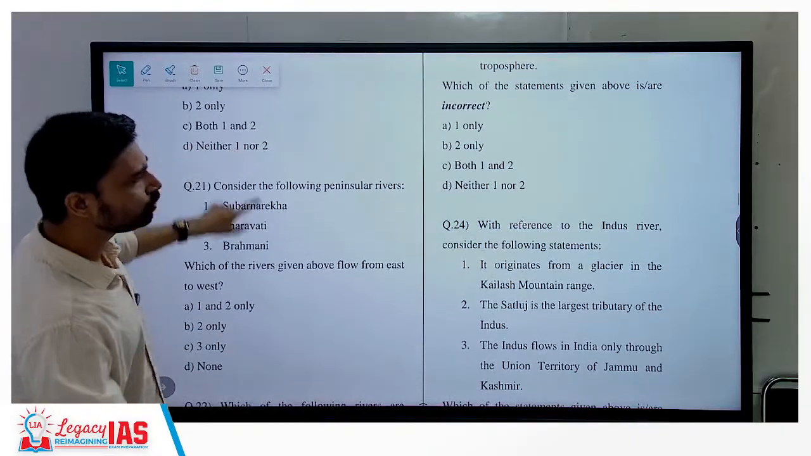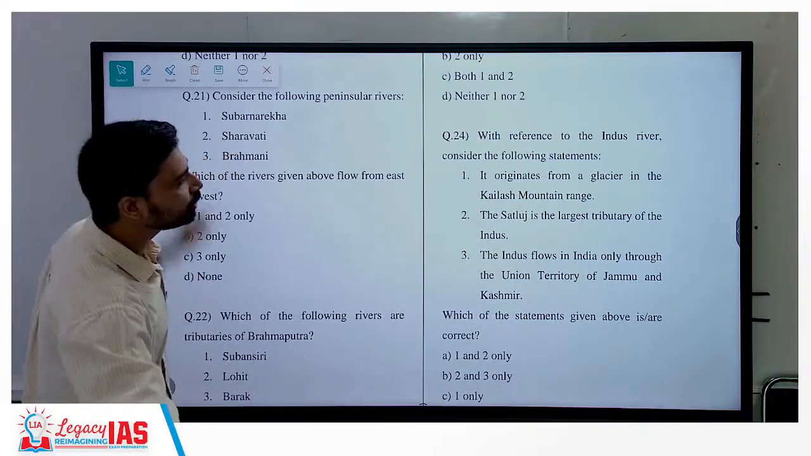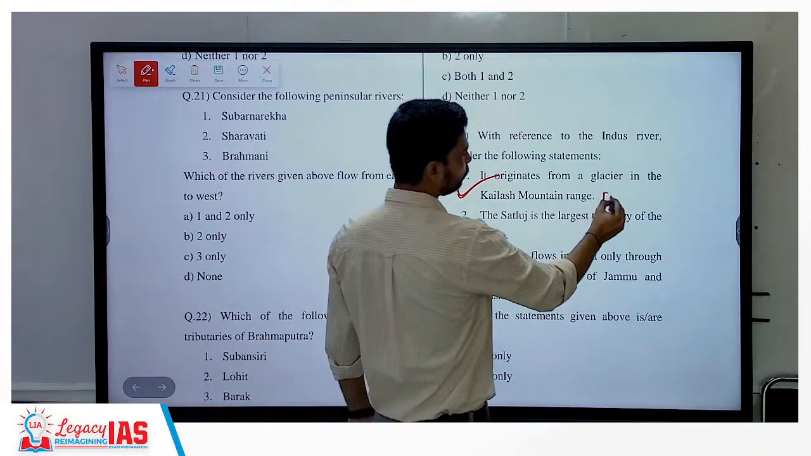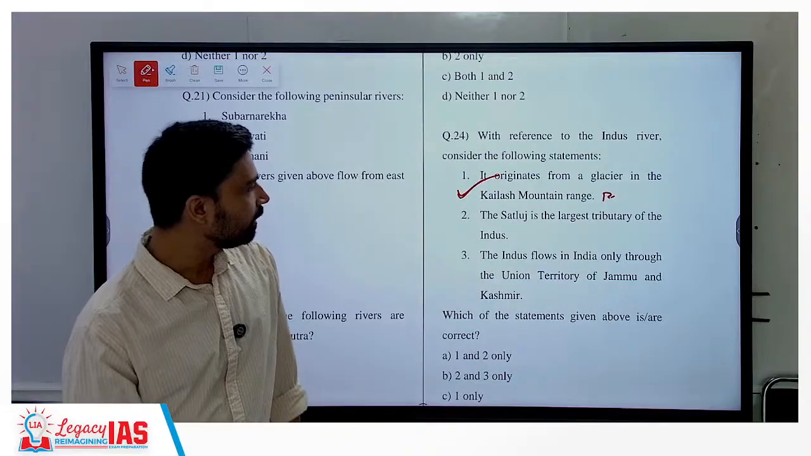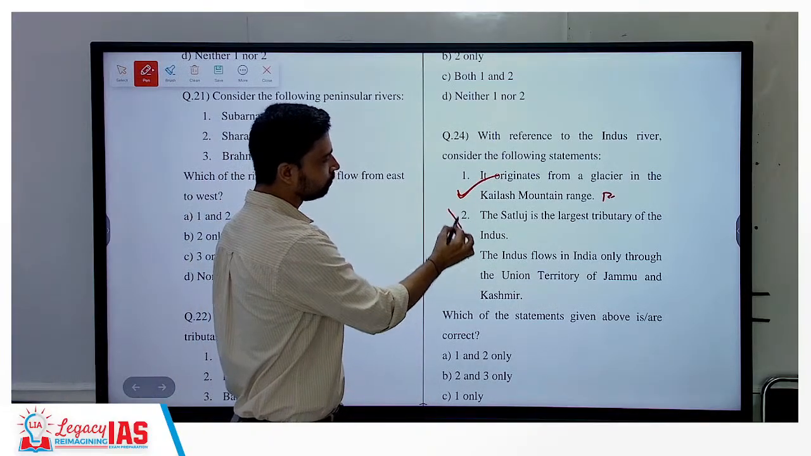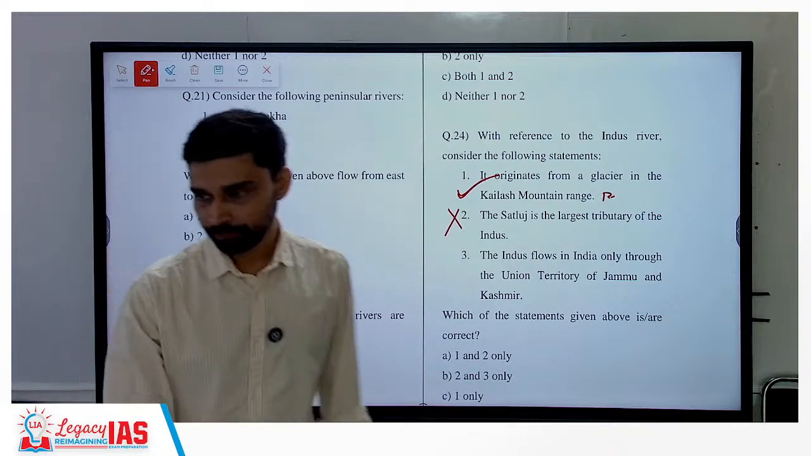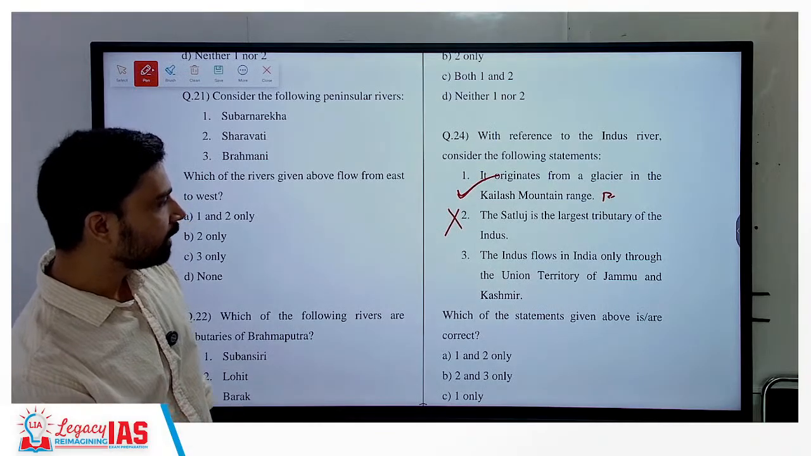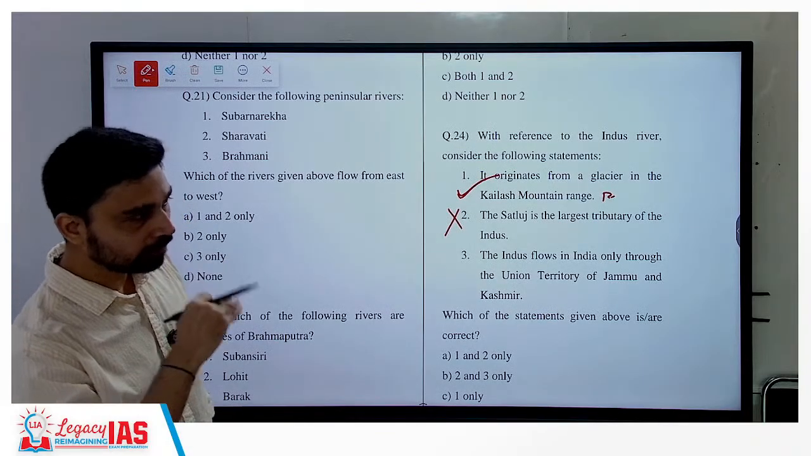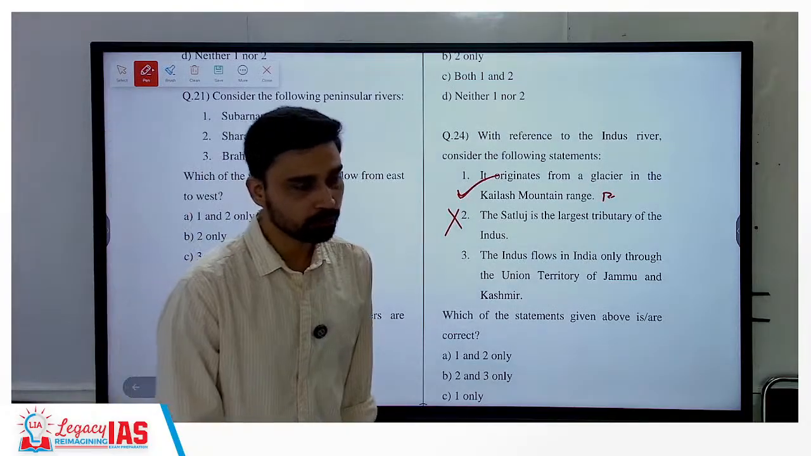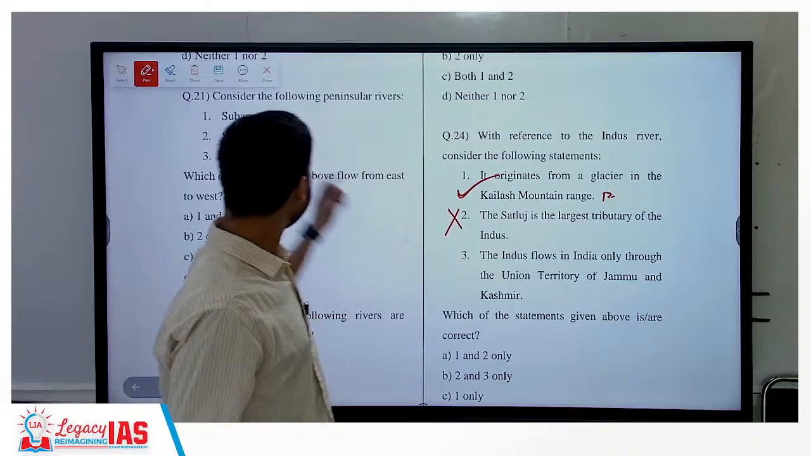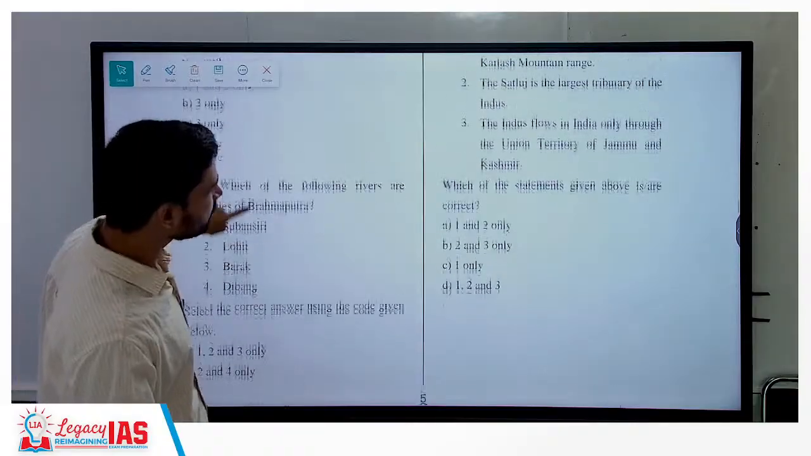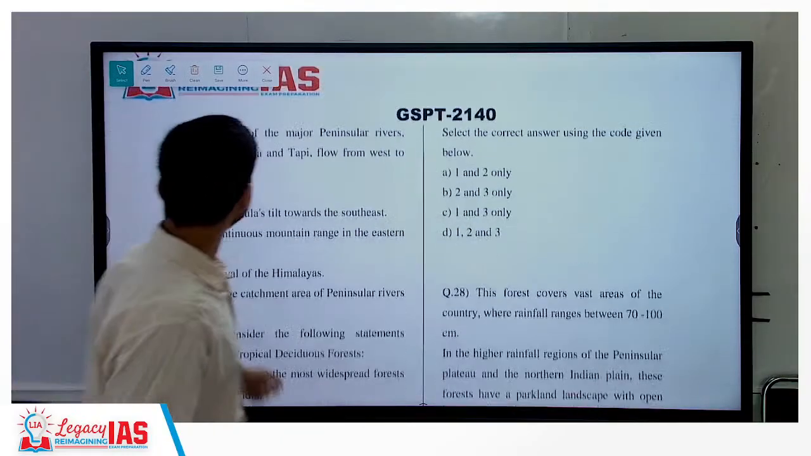With reference to the Indus River, originate from glacier in Kailash mountain range? True. Which glacier? Bokharju. Satluj is the largest tributary of Indus. No, largest tributary is which one? Chenab. Okay, Chenab is largest tributary. Indus flows in India only through Union Territory of Jammu and Kashmir. That is Ladakh. Now we have earlier Jammu Kashmir state, if it was then you would have incorrect. Today we have two union territories, Jammu Kashmir, Ladakh. It flows only through Ladakh, not through Jammu Kashmir. So what is the correct option? C. Okay, only one is correct. So for this, C is the right option.